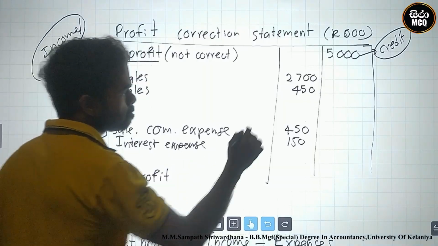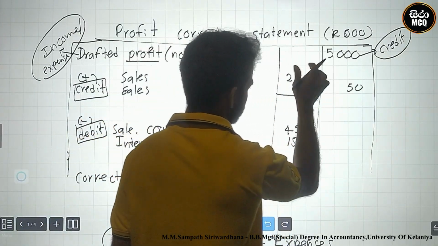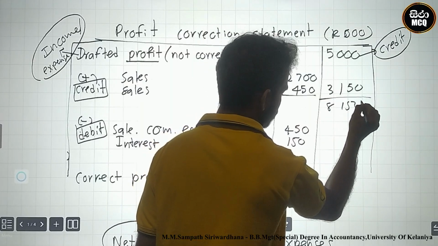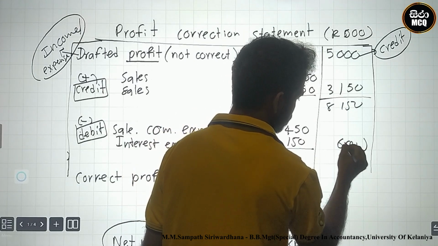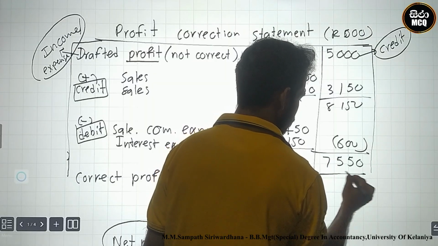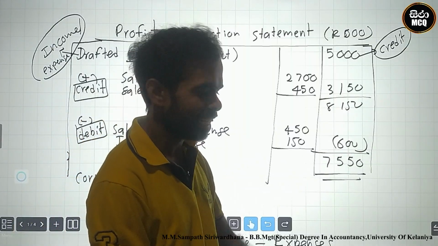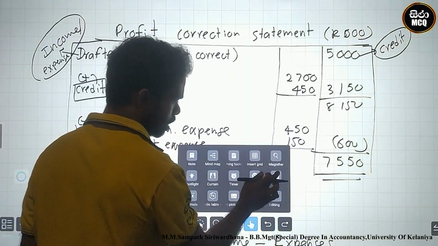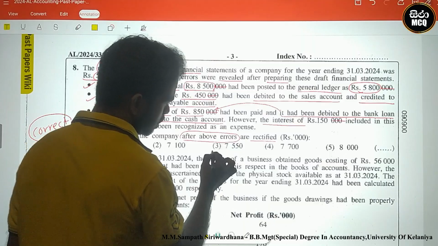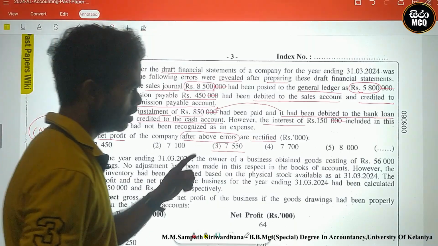We can now calculate the correct profit. Look here, the plus items, add this 850, 600 minus 55, 7,550, the correct answer. Look here, PDF, 7,550, correct answer is 3, 7,550. The question number 8, the answer is 3.